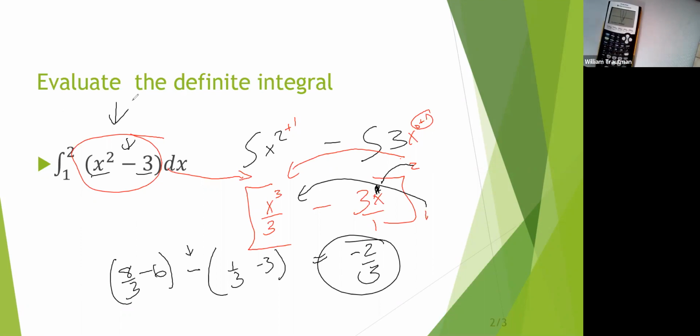Anything below the x-axis counts as a negative area, the negative y. So anything below the x-axis is a negative area. Anything above the x-axis is a positive area. Okay, so I just want to make sure everybody gets that. All right, so let's keep going. You could do it manually, or I would learn how to do both ways.